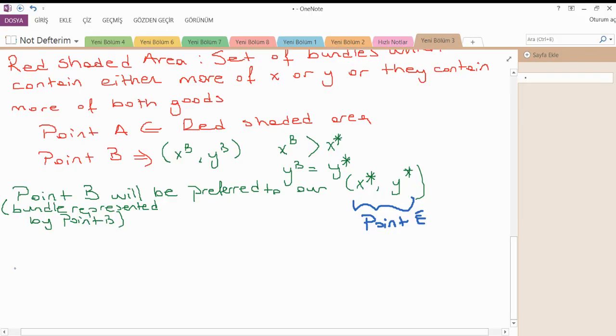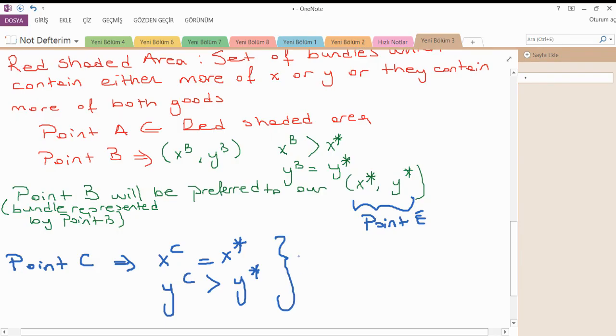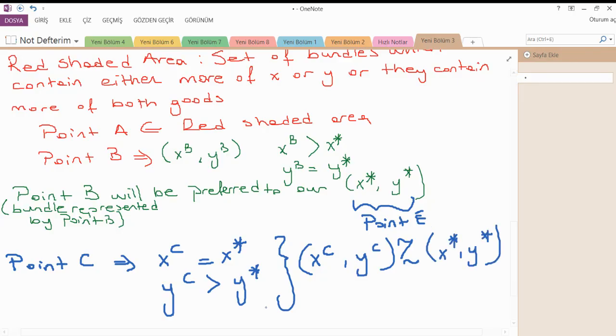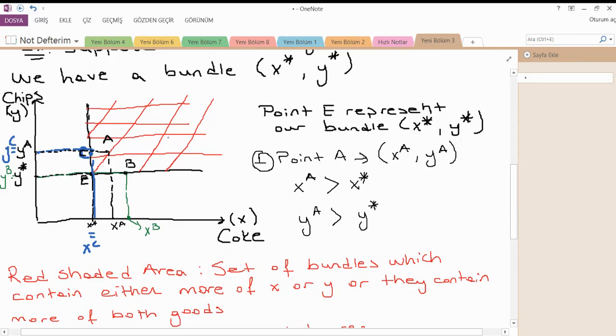So let's write here, point C. XC is equal to X star, but YC is bigger than Y star. Again, XC, YC will be preferred to X star, Y star. That's why I shaded the whole area here, so we will have preferred bundles here, okay?